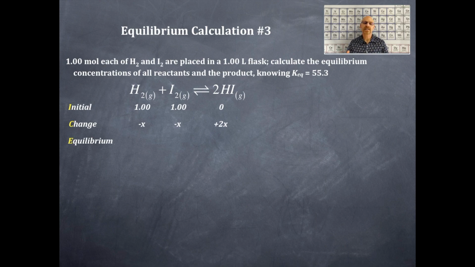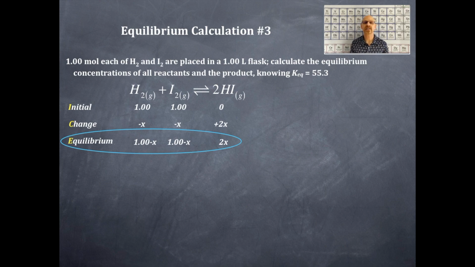Okay? All right, now what we're going to do is we're going to take our initial row and our change row, and we're going to add those 2 up for each of those elements or compounds, and we're going to get the equilibrium. So that's 1 minus x, 1 minus x, and 0 plus the 2x is just 2x. So what's important in doing the ice table is figuring out what these values are.